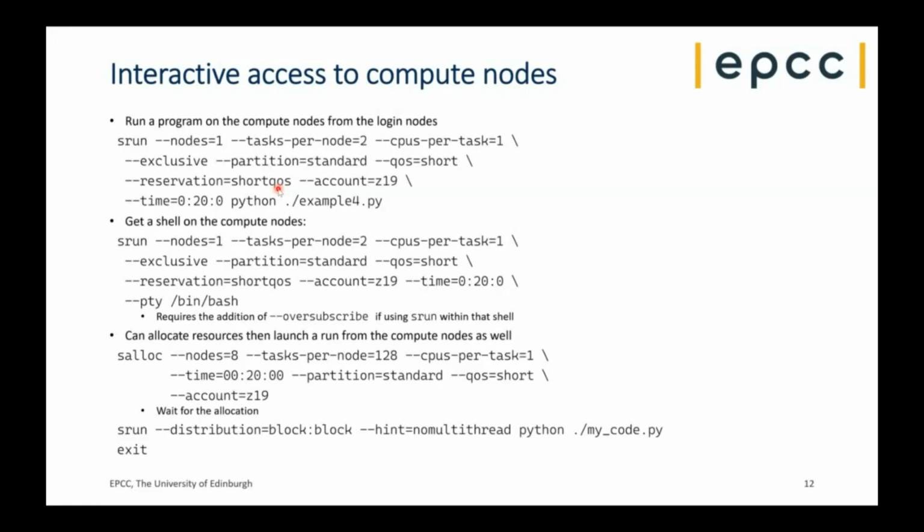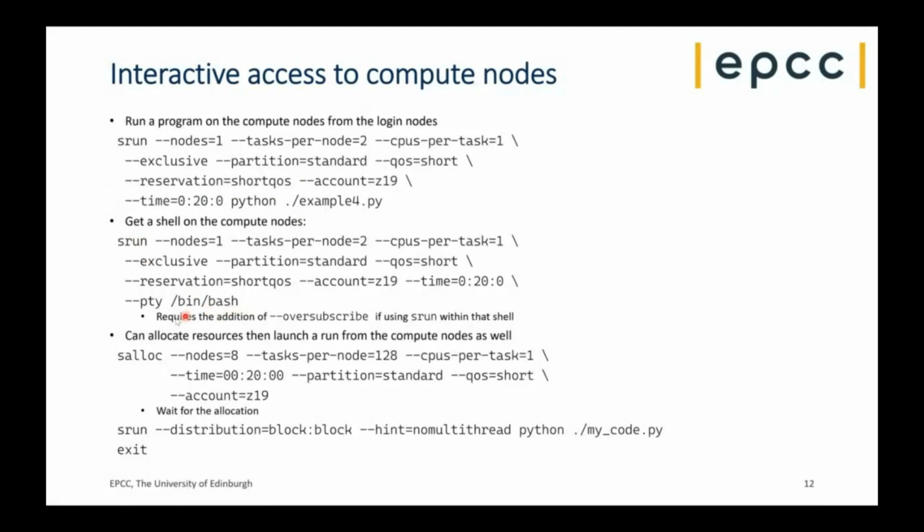So you'd have to sit in front of your keyboard for hours waiting for this thing to start, and it's not very practical. But for short jobs, a little bit of debugging, a little bit of investigation, you can do that using this srun command directly from the login nodes. So srun asks for one node, 2 tasks per node, 1 CPU per task, in the short queue, with a reservation for the short QoS, actually you don't really need this anymore. And then it will run your application directly for you from your command line, and that should run pretty quickly.